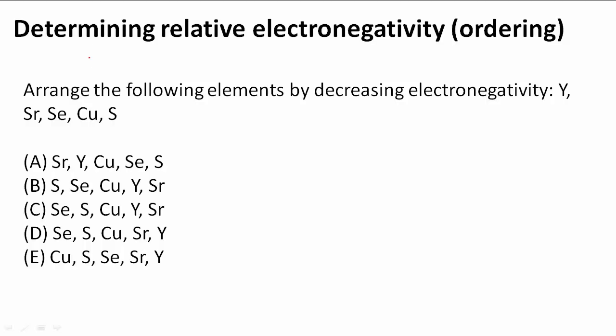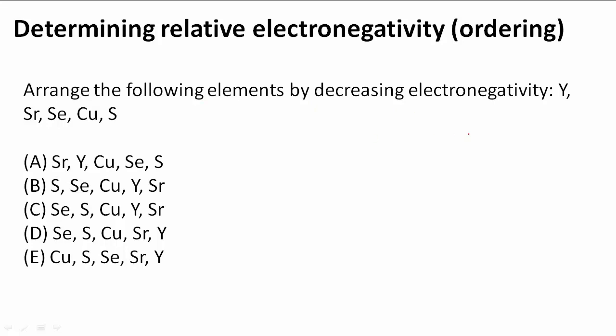Determining relative electronegativity or ordering. So that means putting things in increasing or decreasing order, or putting things from highest to smallest or largest to smallest. So here it says arrange the following elements by decreasing electronegativity.